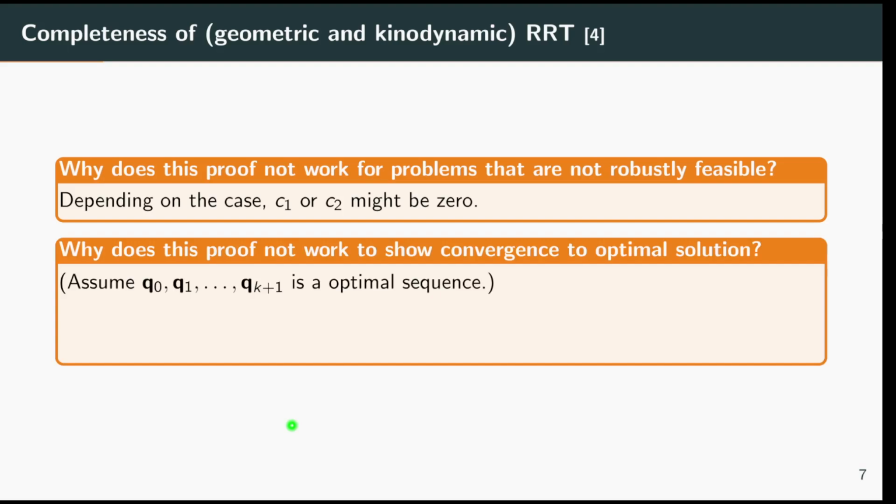Okay, and then this is a nice induction proof, and we had this problem before, so let's revisit it also. Why isn't it sufficient to also show asymptotic optimality? Where the argument is, instead of just assuming that this initial sequence is a solution, we assume it's the optimal solution.